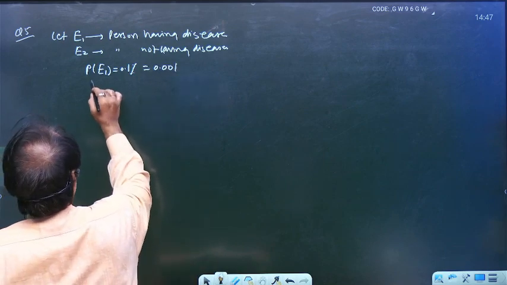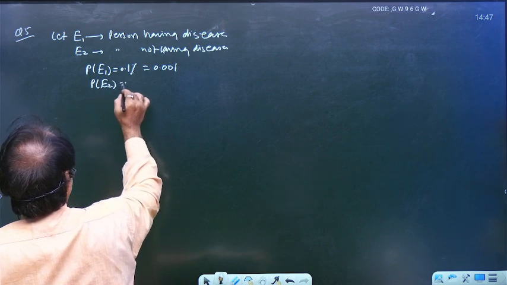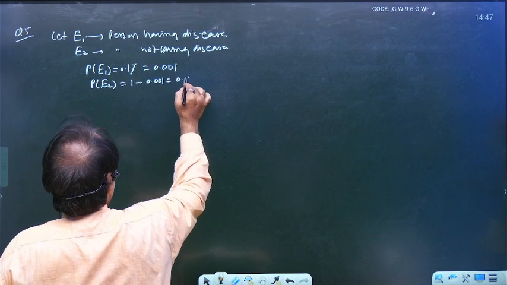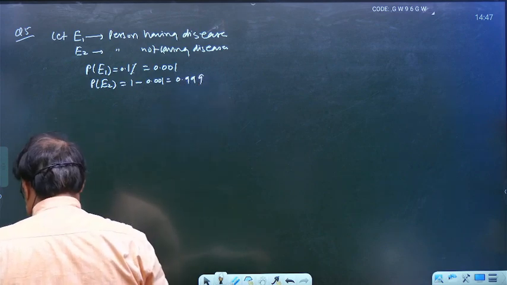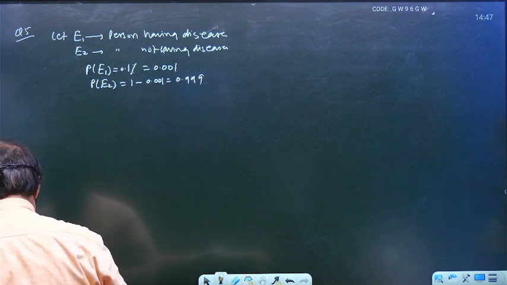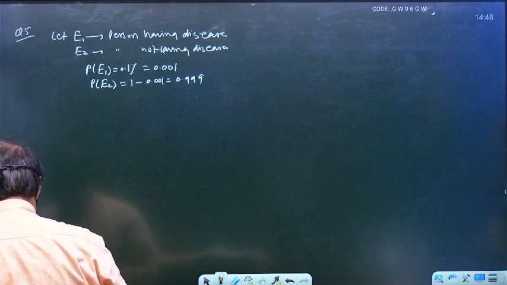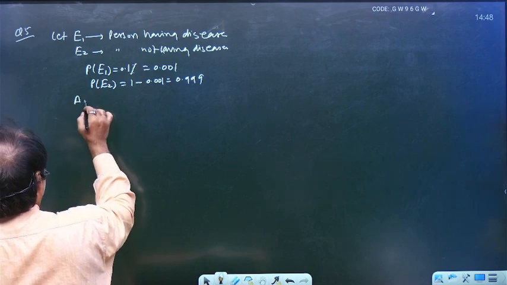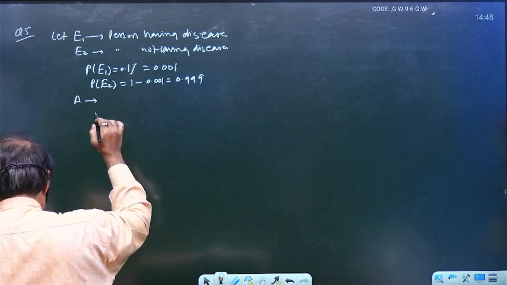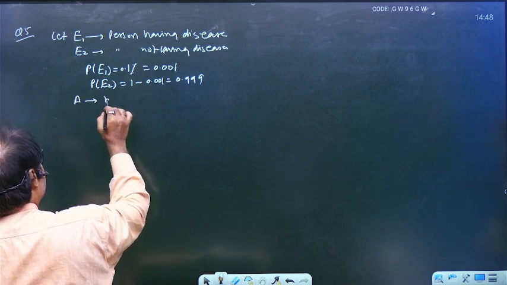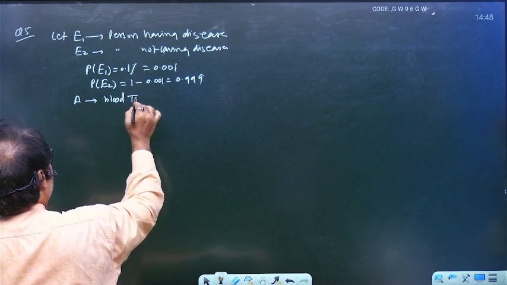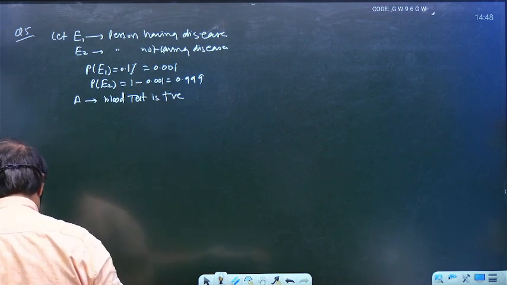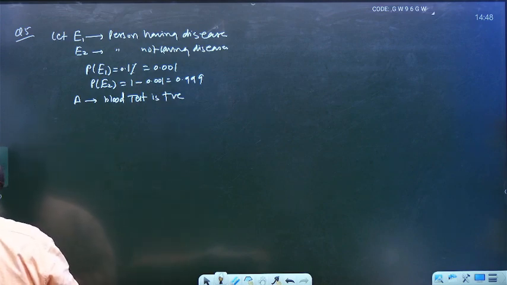So therefore probability of E2 equals 1 minus 0.001, that is 0.999. Okay, 0.999. And let A be the event that the blood test is positive. Okay, blood test is positive, that is A.